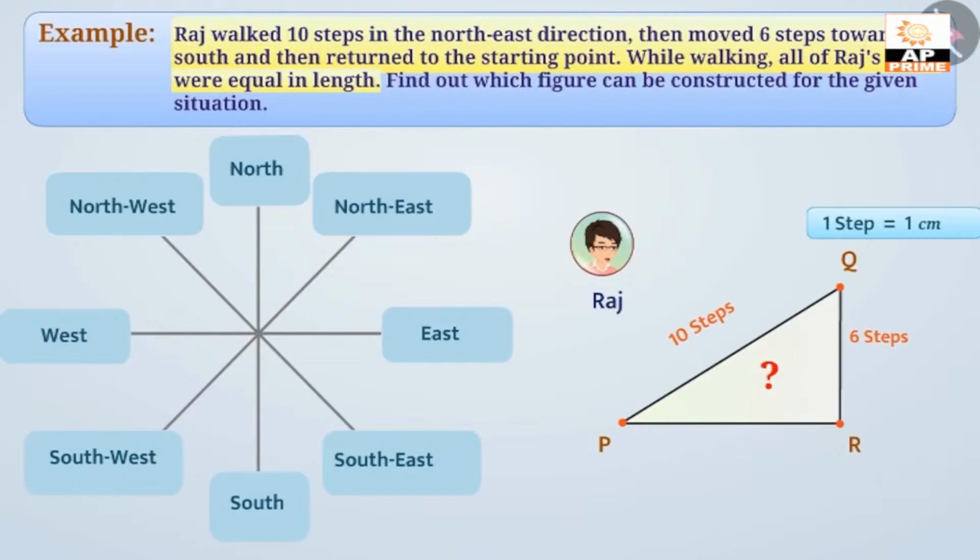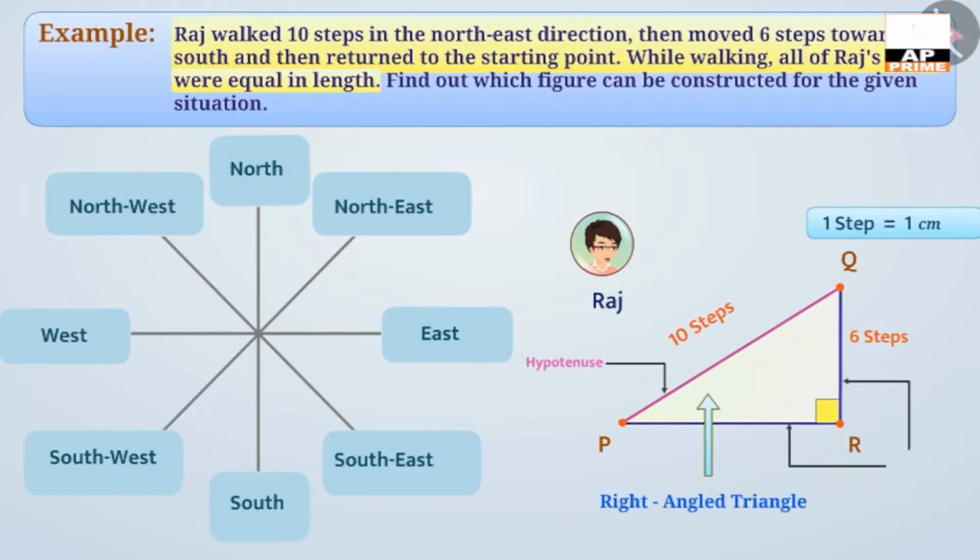Let me tell you. We see that point P is in the west direction from point R and point Q is in the north direction. This means that the side PR and the side QR form a right angle with each other. That is, triangle PQR is a right angle triangle. Since angle R is a right angle, in triangle PQR, the side PQ is the hypotenuse and the sides QR and PR are the legs.